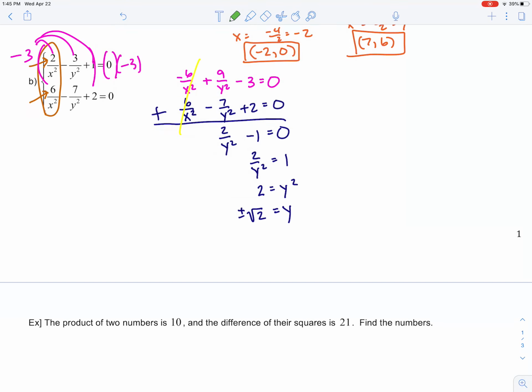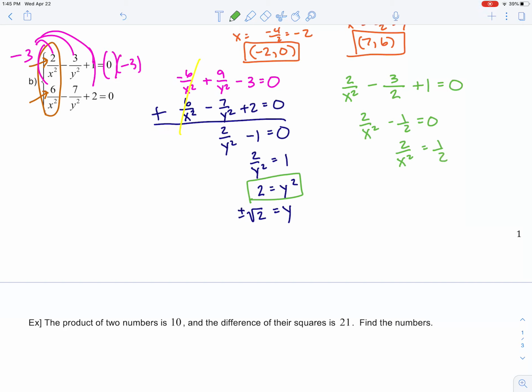So it doesn't really matter which one you use. I guess I'll just use the top one. So 2 over x squared minus 3 over, now I know what y squared is. It's right there. Y squared is 2. So I'll go ahead and replace y squared with 2. Plus 1 equals 0. Negative 3 halves plus 1 is negative 1 half.